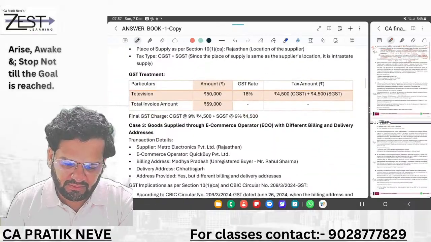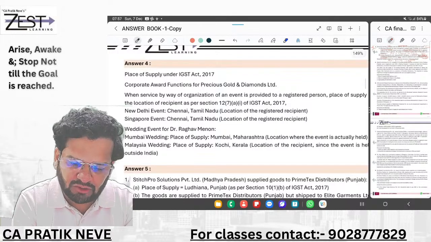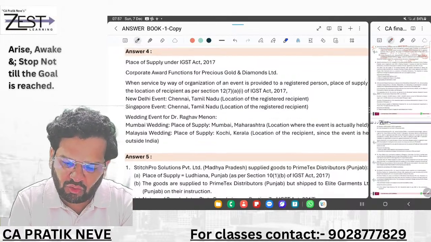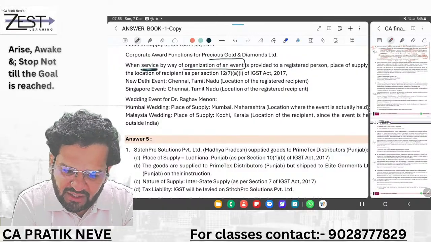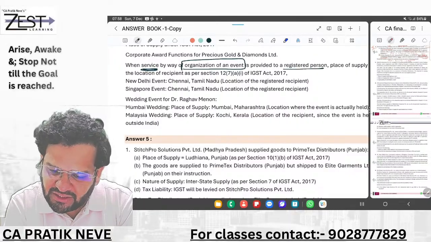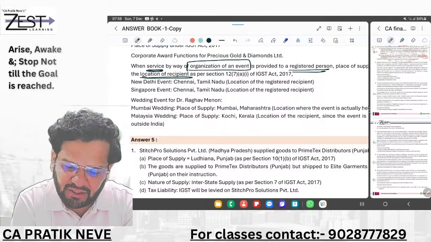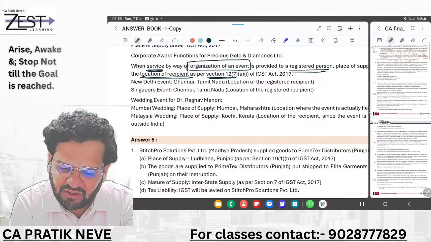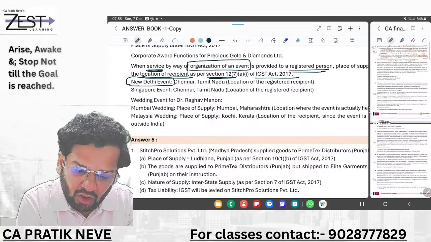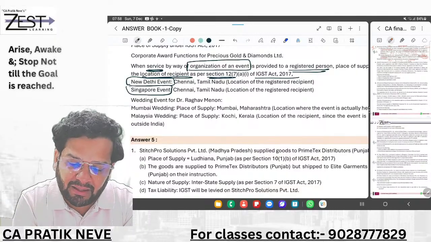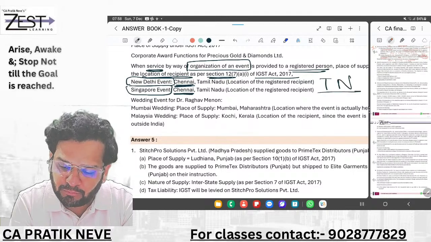This is our question number 4. Corporate award functions for Precious Gold and Diamond Limited. Service by way of organization of an event is provided to a registered person, the place of supply is location of recipient as per section 12(7) of IGST Act. So let it be New Delhi event or let it be Singapore event, doesn't matter. In both cases, place of supply is Tamil Nadu.